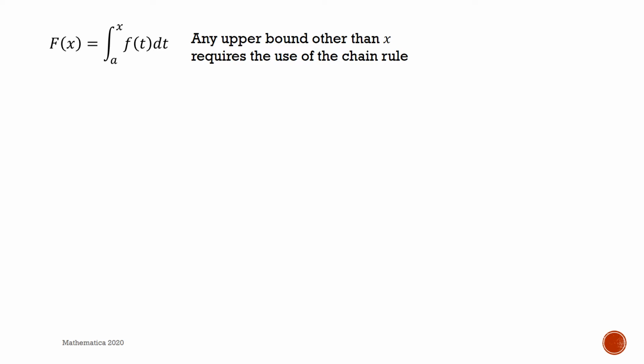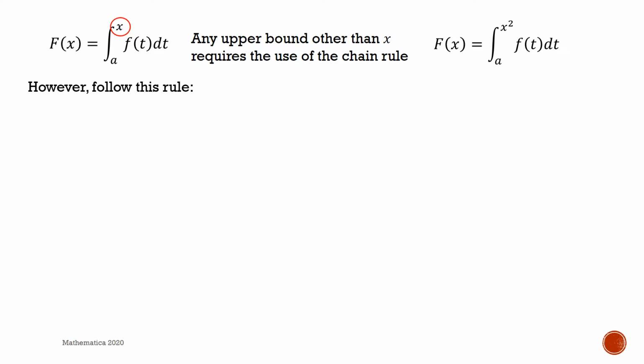Okay, so we have this antiderivative, we have this function f of t dt, and of course we have from the lower limit, which is normally a, a constant, to my upper bound x, which is a variable. Now, any upper bound other than x requires the use of the chain rule. So in other words, let's say you were looking at this particular question, and now your upper bound, instead of being x, is x squared. Now you'd have to use the chain rule. You cannot use direct substitution.